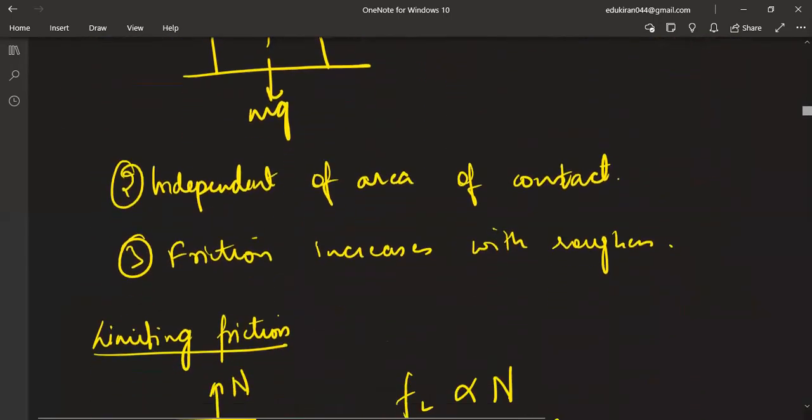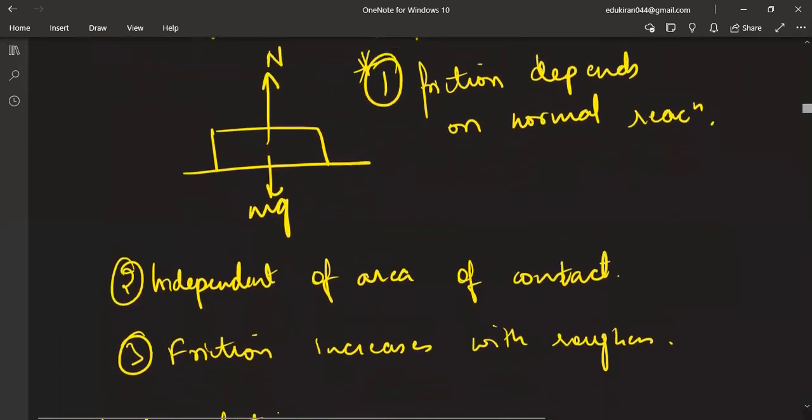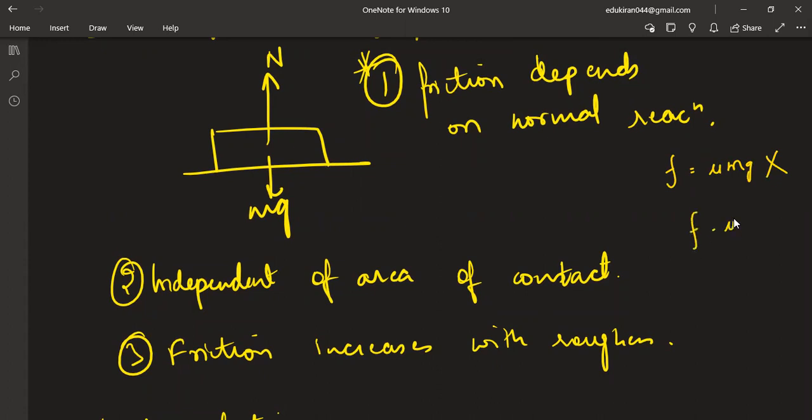Now, laws of limiting friction. This basically says that whatever the frictional force is, it is directly proportional to the normal reaction. Class, do not remember it as F is equal to mu mg. This is not the formula. The formula is only F equals mu N, where mu is the coefficient of friction, N is the normal reaction, and F is the frictional force. Many people remember the mg formula and apply it in every question. This is not the formula. Only when your normal reaction is equal to mg will you use this.